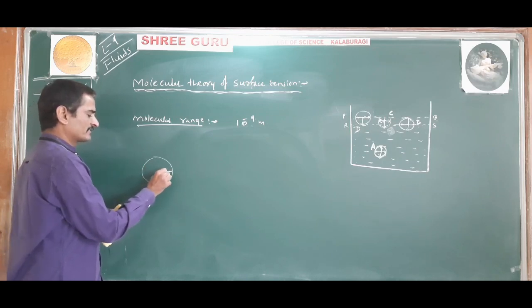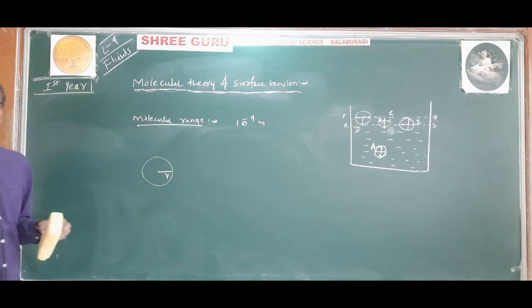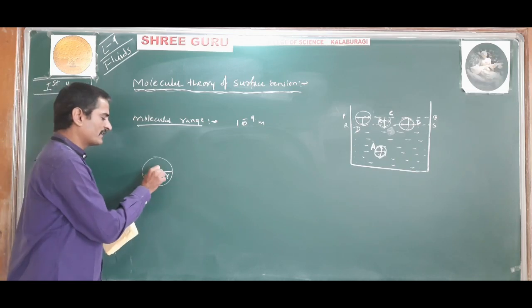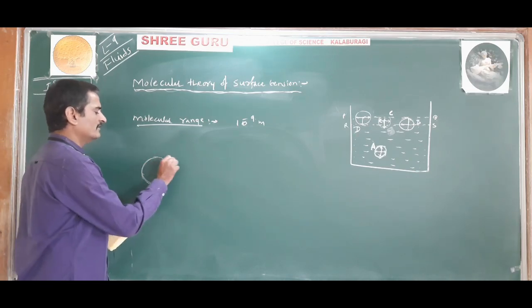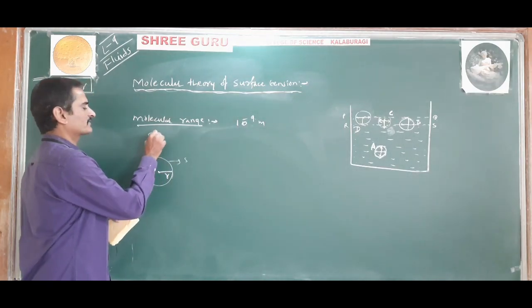A sphere with the molecule at the center and the radius equal to the molecular range is called the sphere of influence.